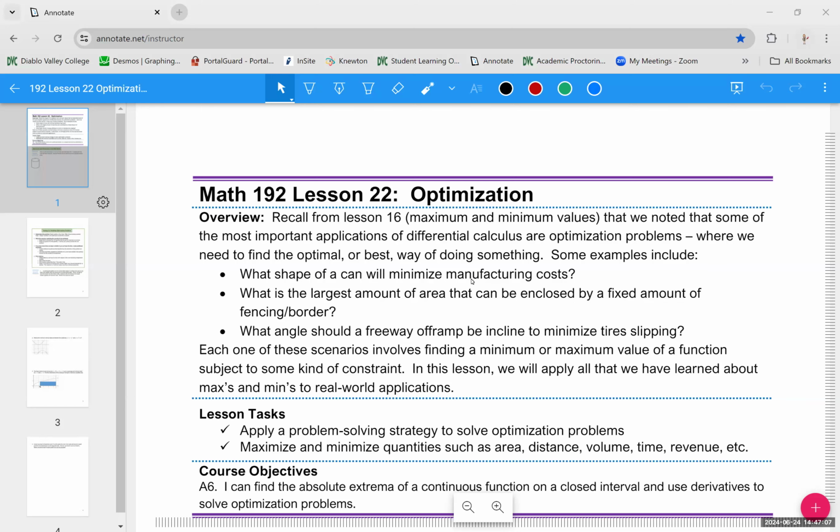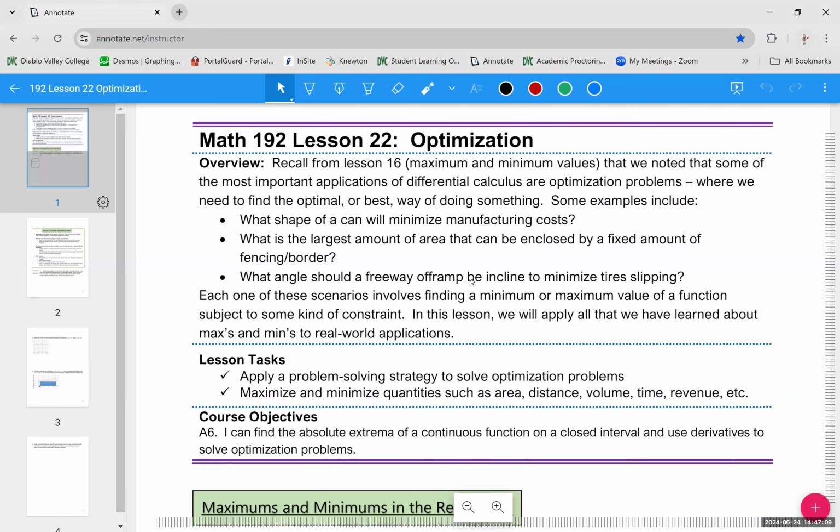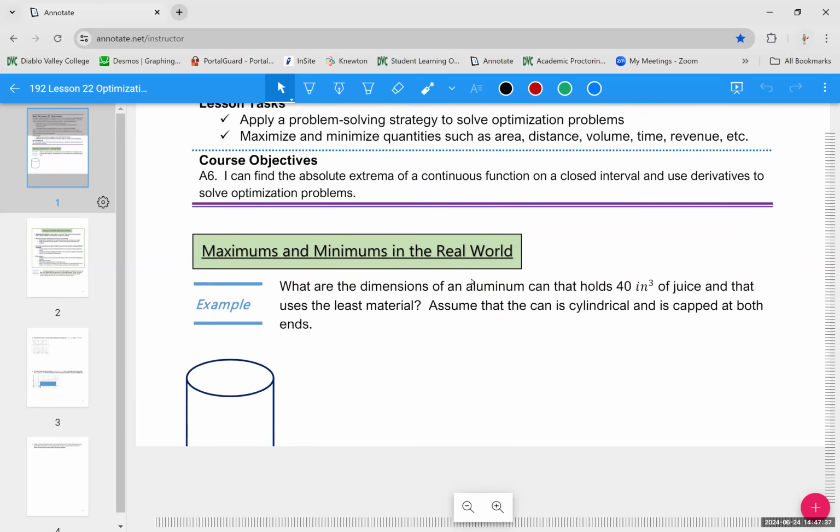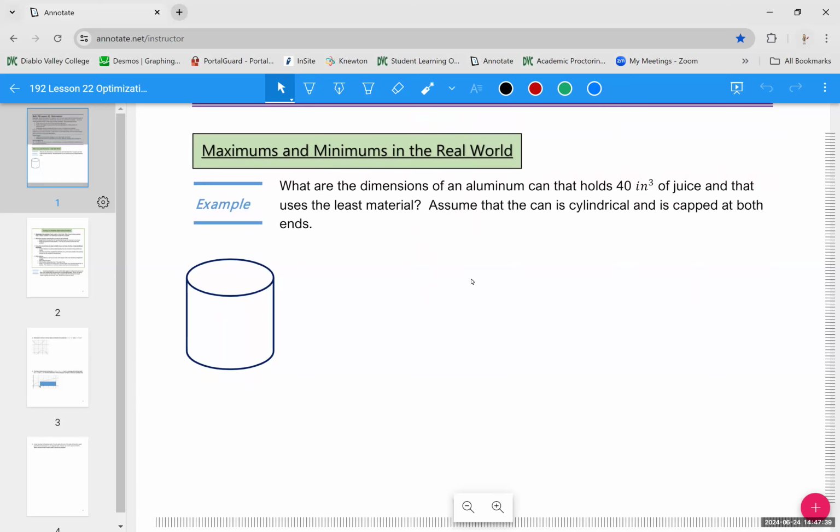And so what we're really doing to find those answers is to find a minimum or a maximum value of a function. So if we have a function that tells us the cost to produce something, let's say, then if we find the minimum of that function, we have found a real world application of using first derivatives. So in this lesson we're going to be finding minimums and maximums as they apply to the real world.